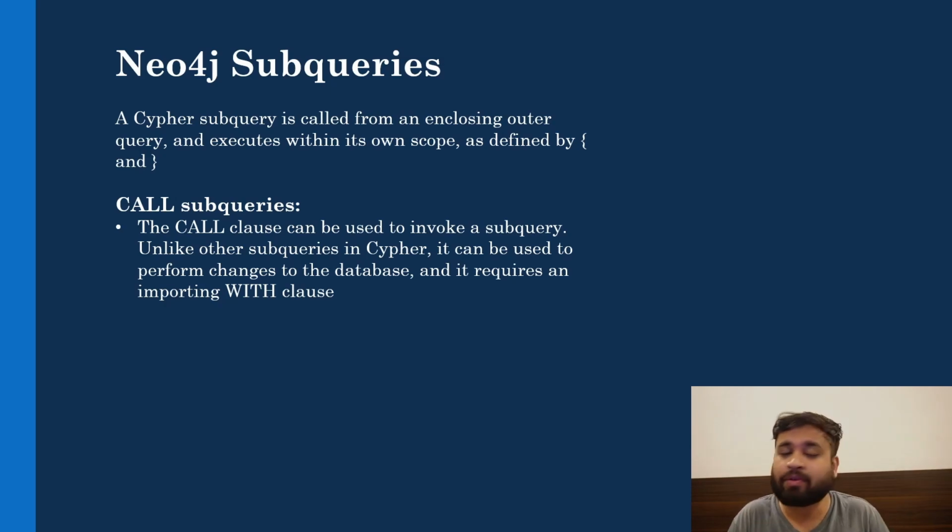So basically, as you can see, it is defined by the curly brackets. Once you have an opening and closing curly bracket, inside that you can mention your subqueries and you can use the result of the subqueries in your outer scope. There are different types of subqueries, so let's go through them one by one. The first one is the call subqueries that we are going to see in this lecture. The call clause is nothing but used for invoking a subquery.